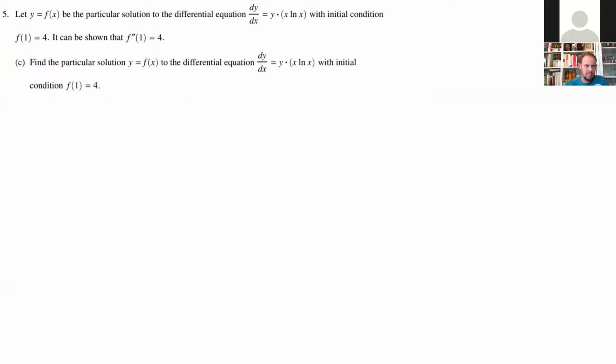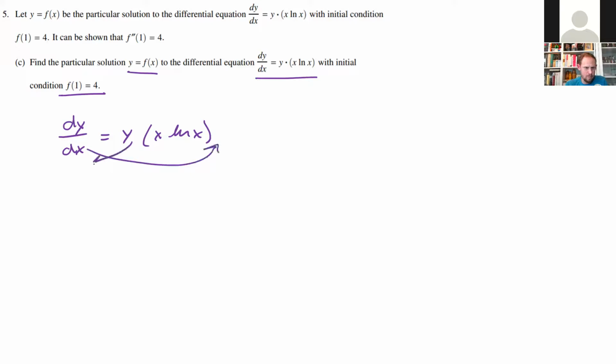What else do we have here? Part C, find the particular solution y equals f of x to the differential equation with initial condition. All right, well, cool. Something straightforward. And we don't forget that. So we got all the y's and dy's on one side, x and dx on the other. So I'm going to move up the dx, move down the y. So dy over y equals x ln of x times dx.